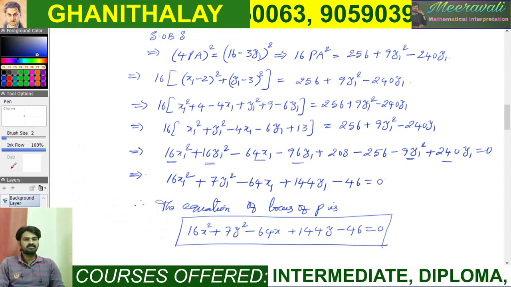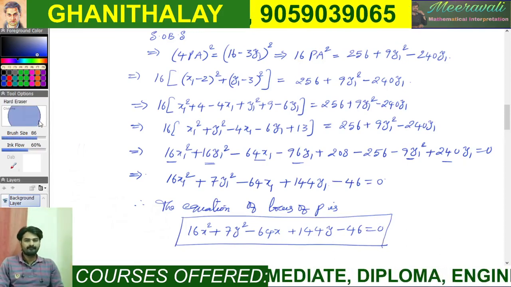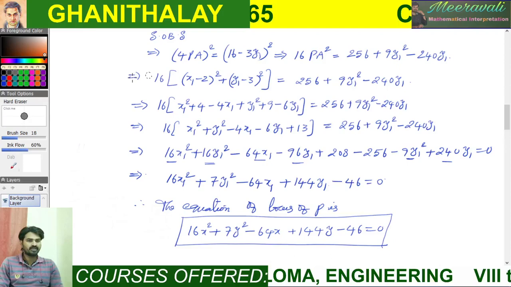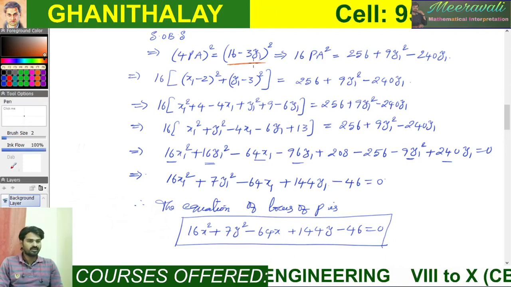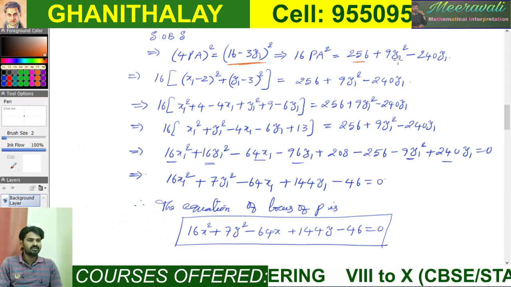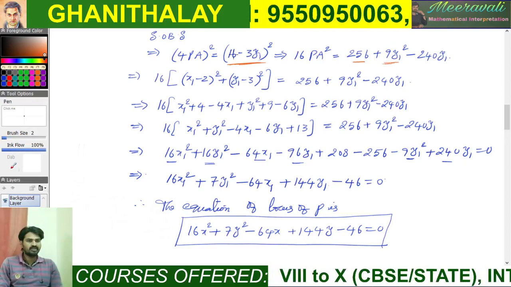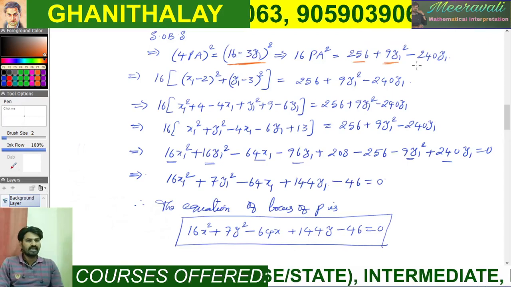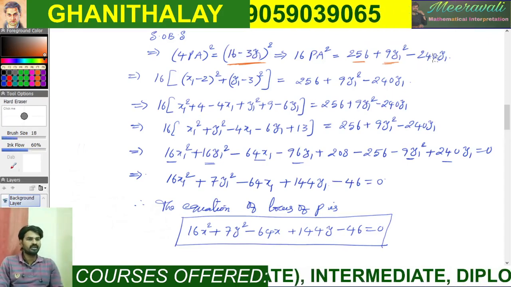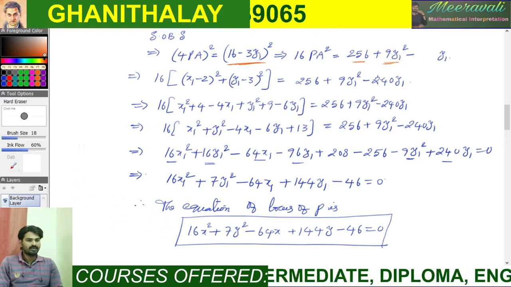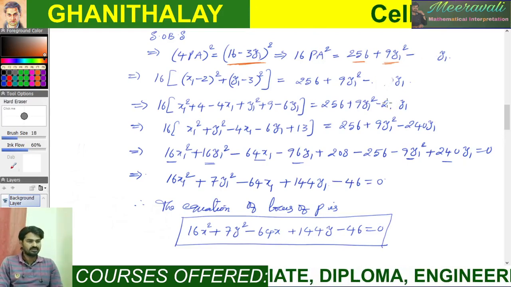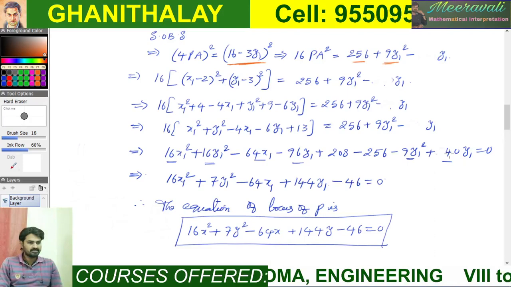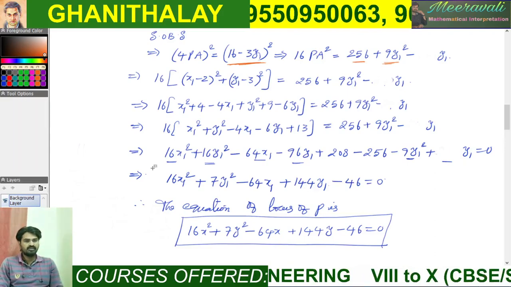Sorry students, some mistake was made here. Whenever we expand the (a minus b) whole square formula, 16 square means 256, 3y square means 9y square. Now 2ab means 16 2s are 32, 32 3s are 96. Here we are going to write 96 here, here also 96, here also 96. So finally we are going to change it here.